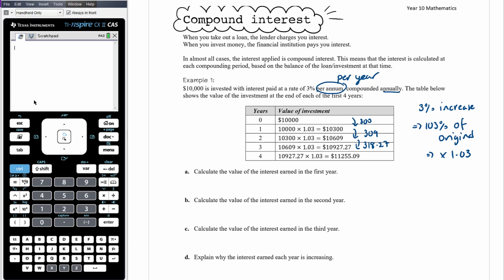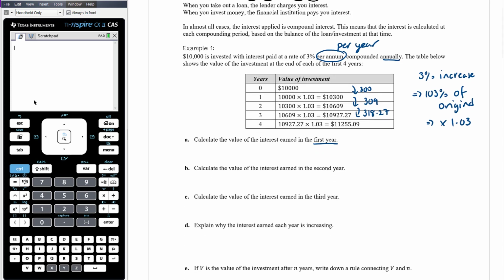So calculate the value of the interest earned in the first year. Okay, actually, pretty much I just did that. So remember, we talked about an example like this yesterday too, where we did the change during the fifth year. So during the first year, we'd be going from year 0 to year 1. Okay, that's the first year. So in this instance, that's going to be the interest in the first year.